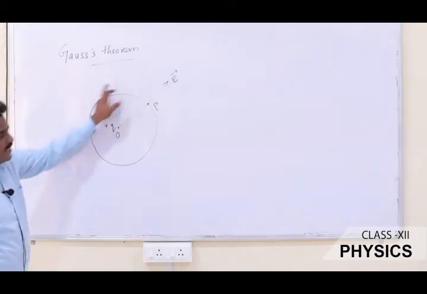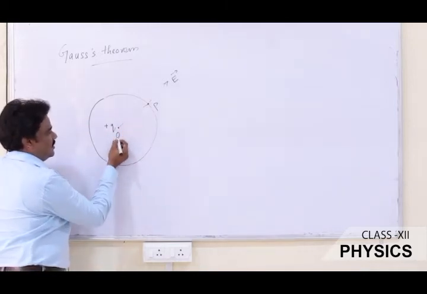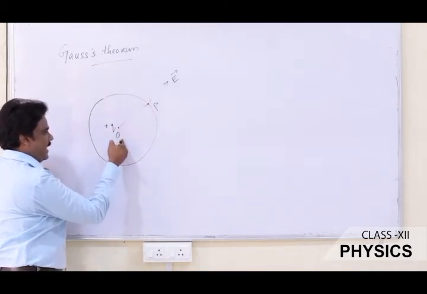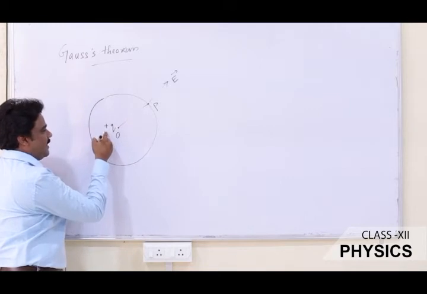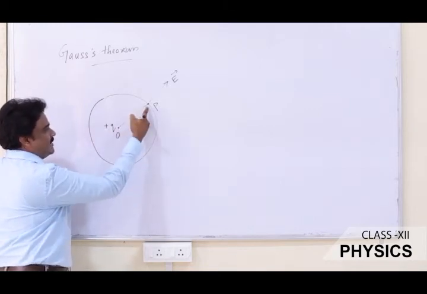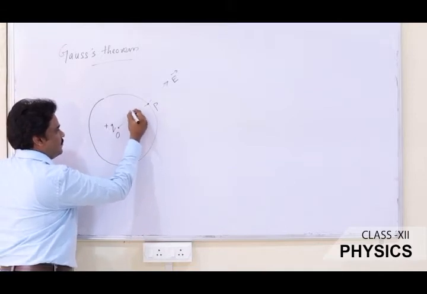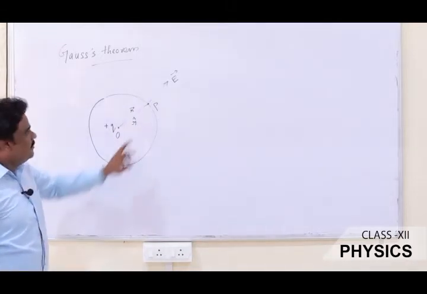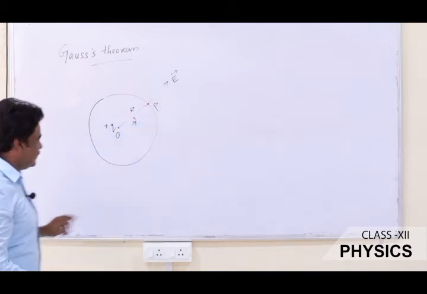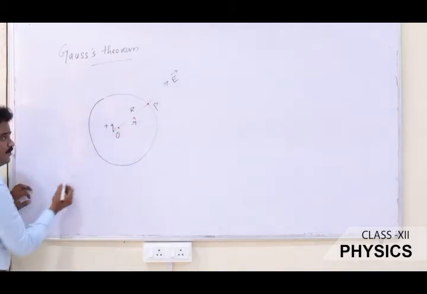Once again I am going to consider a sphere. The center of the sphere is O. At the origin I am going to keep a charge plus Q. Next I am going to assume a point P, which is at a distance R from the center, where E is the electric field. So what is the expression for the electric field due to this point charge?